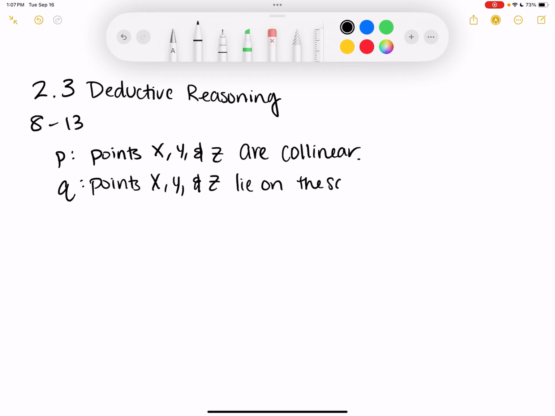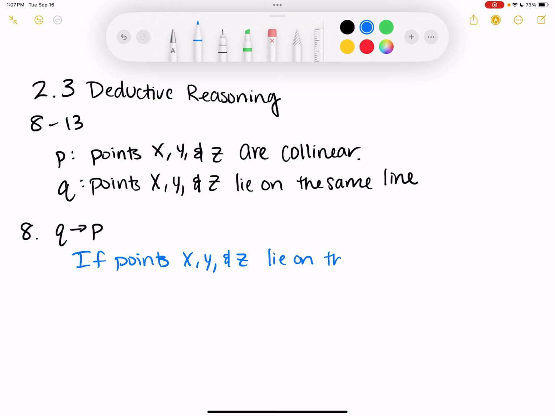So they give you some different things that they want in symbols for you to write. So the first one with 8, they want us to write Q implies P. So we would say something like, if points X, Y, and Z lie on the same line, then they are collinear.